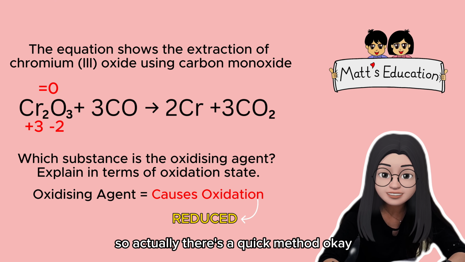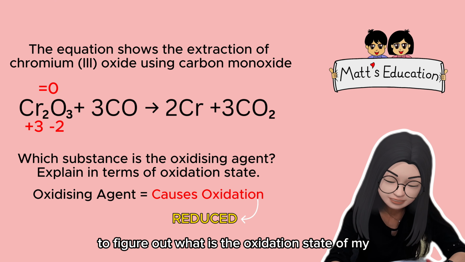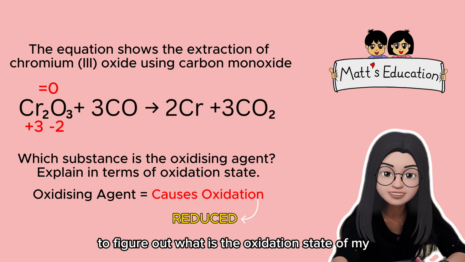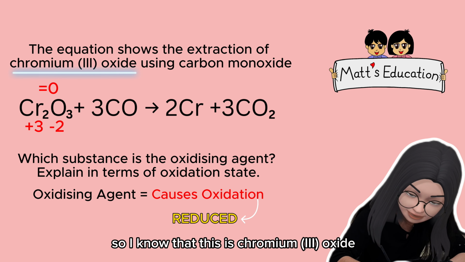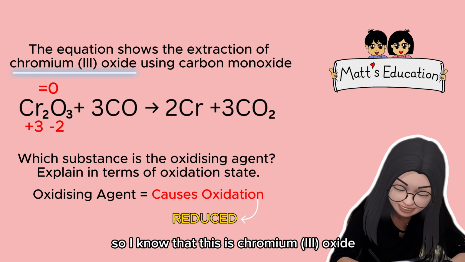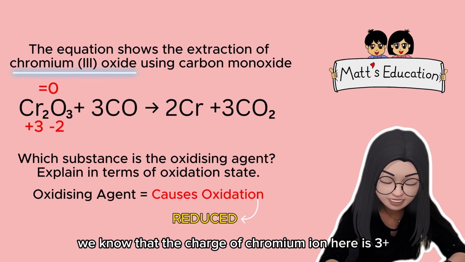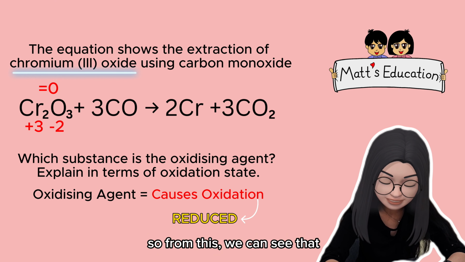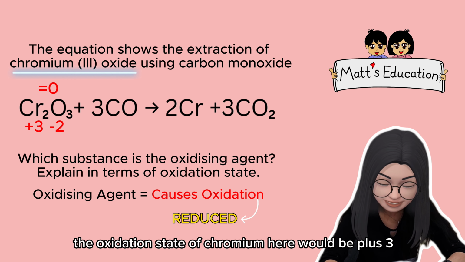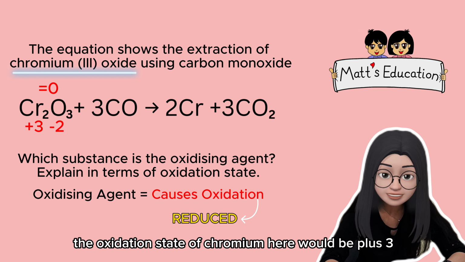Actually, there's a quick method to figure out the oxidation state of my transition metal. One of it is the name. So I know that this is chromium 3 oxide. From the name here, we know that the charge of the chromium ion here is 3 plus. So from this, we can see that the oxidation state of chromium here would be plus 3.